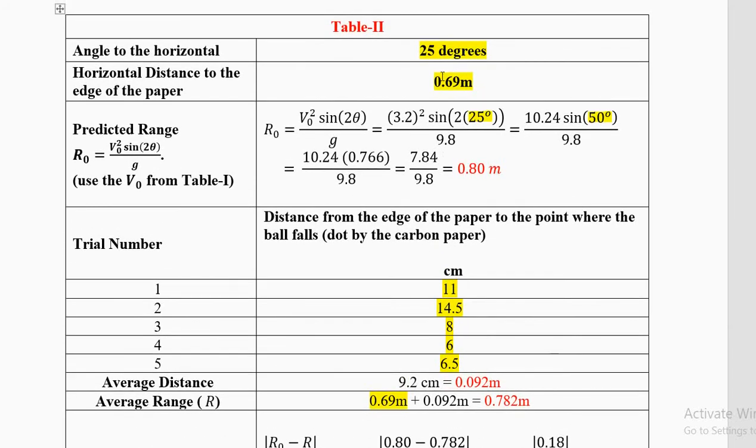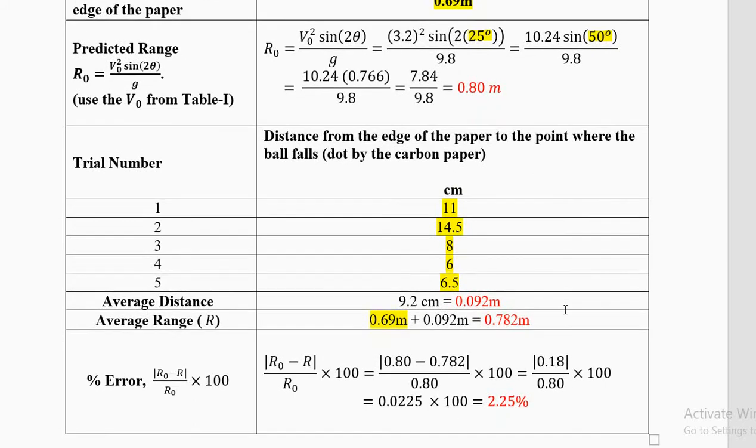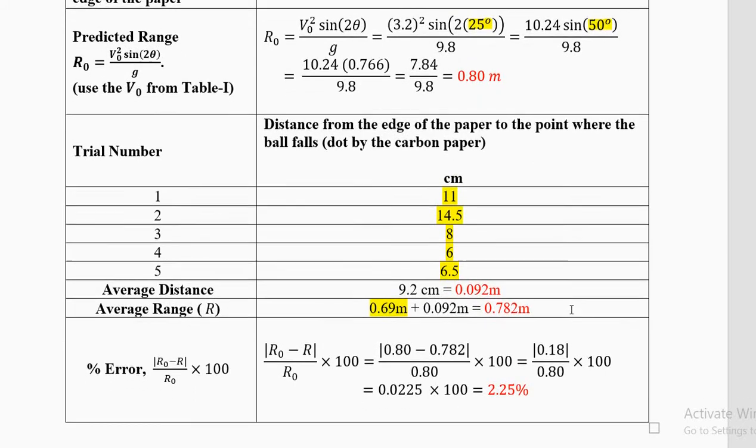Now the big distance is 0.69 meters to the edge of the paper. Inside the paper you have a small distance of 0.092. This small distance is important, though it is small. Now you add these two numbers, 0.69 plus 0.092, you'll get 0.782. Please take out your calculators and check these things.